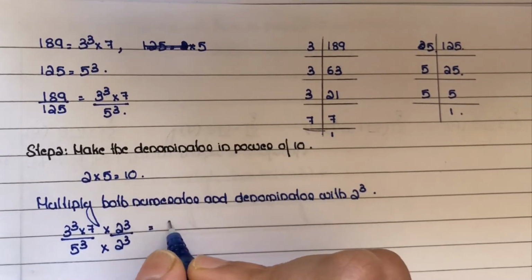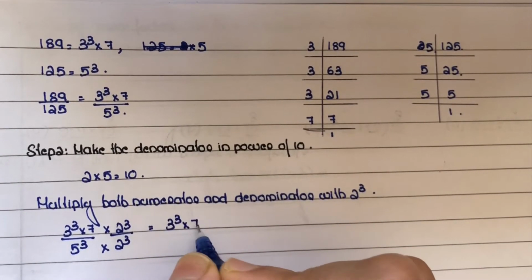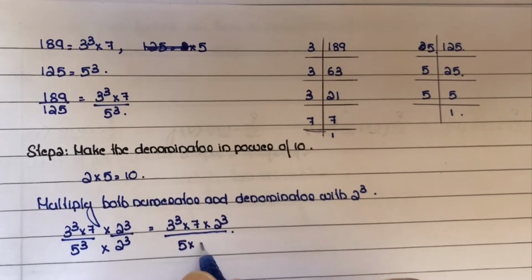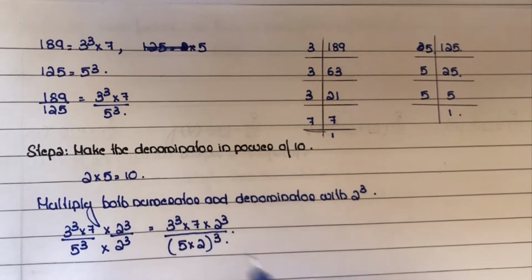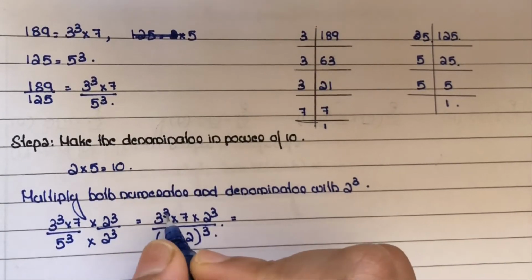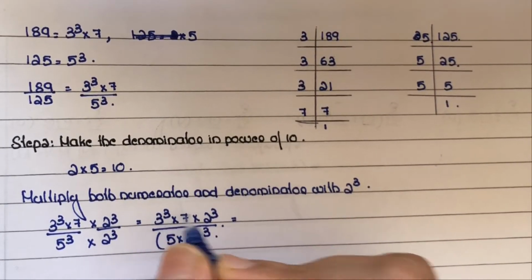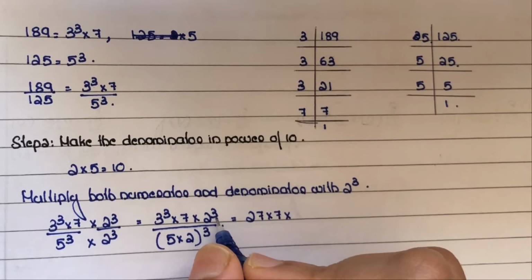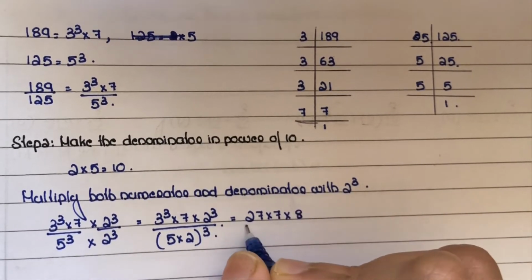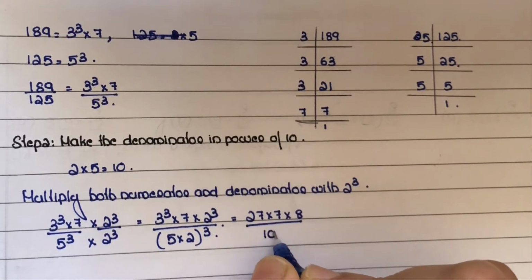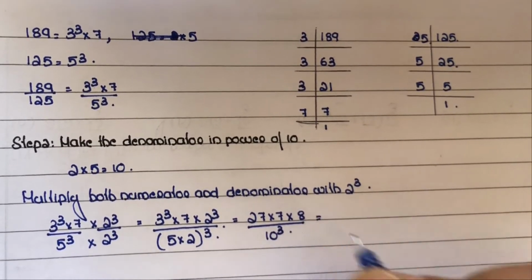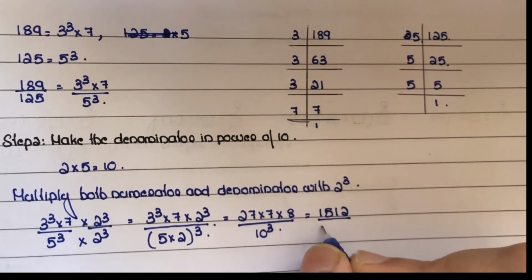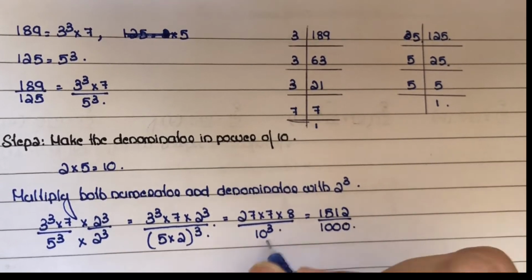Okay, this one we can write as 3 raised to 3 into 7 into 2 raised to 3 by 5 into 2 whole raised to 3, equal to 3 raised to 3, 3 into 3, 9, 9 into 3, 27. 27 into 7 into 2 into 2, 4, 4 into 2, 8, by 5 into 2, 10 raised to 3. This is equal to 1512 by 10 raised to 3, right?